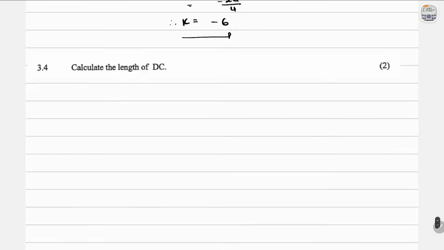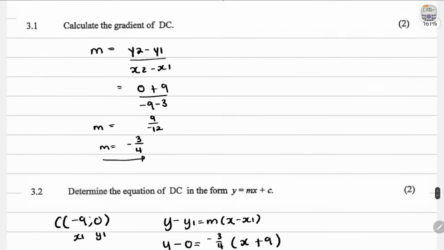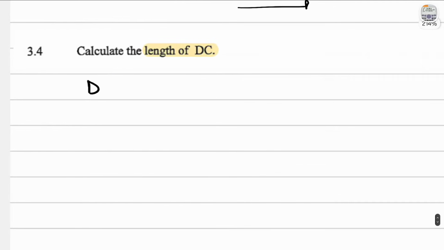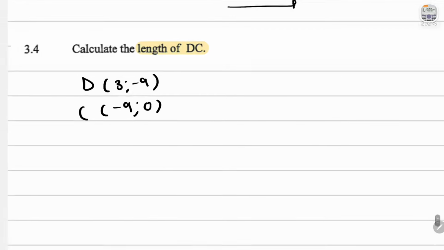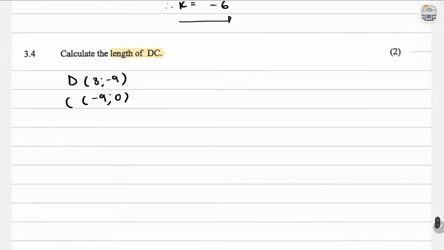Now 3.4 says calculate the length of DC. They put a lot of focus on that line DC, but our points are D (3, -9) and C (-9, 0). So just put that down. D is 3, -9. C is -9 and 0. It's on the x-axis, and we're just going to find the length.